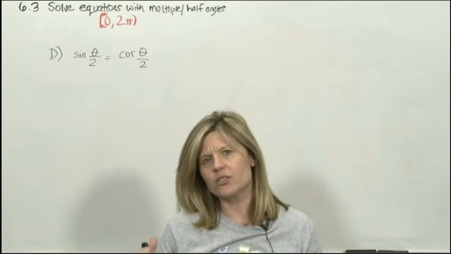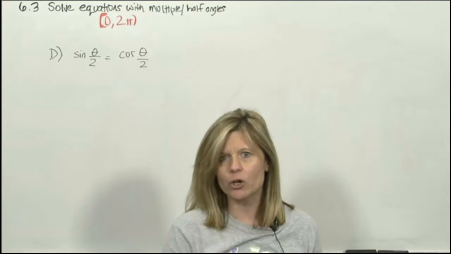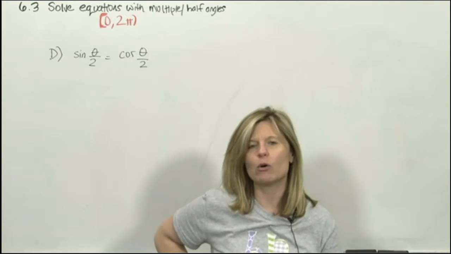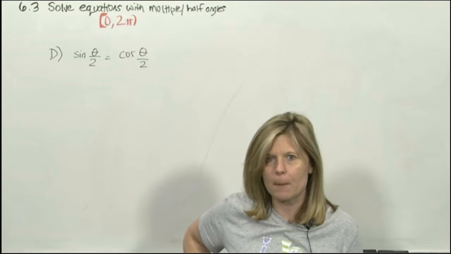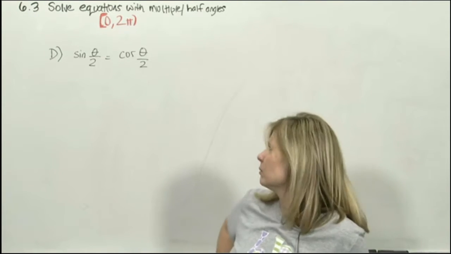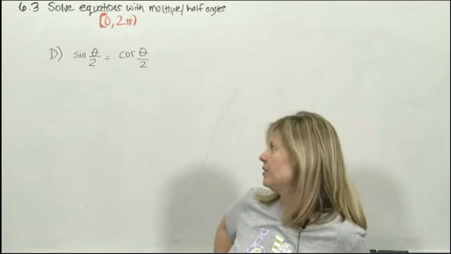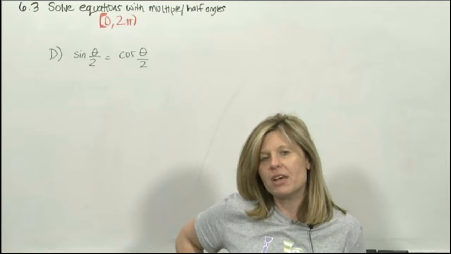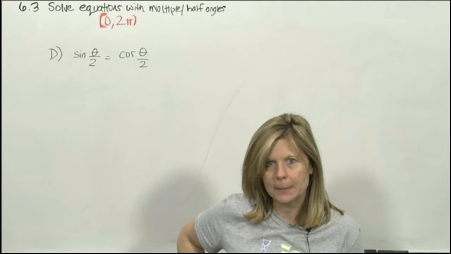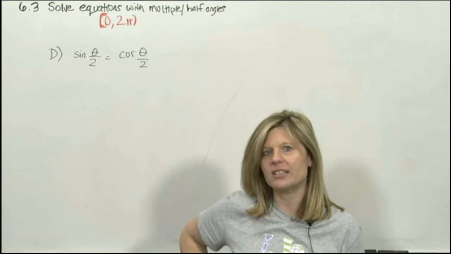So what can I do to this equation to keep it balanced, but yet change the way it looks so I could use an identity? Remember back to section 5.1, those fundamental identities that we had to memorize? Well, one of the identities was sine is 1 over cosecant. Well, that's not going to help. One was cosine is 1 over secant. That's not going to help. But then there was an identity that said sine squared x plus cosine squared x equals 1. So do you agree if I could get these to be squares, I could use that Pythagorean identity?